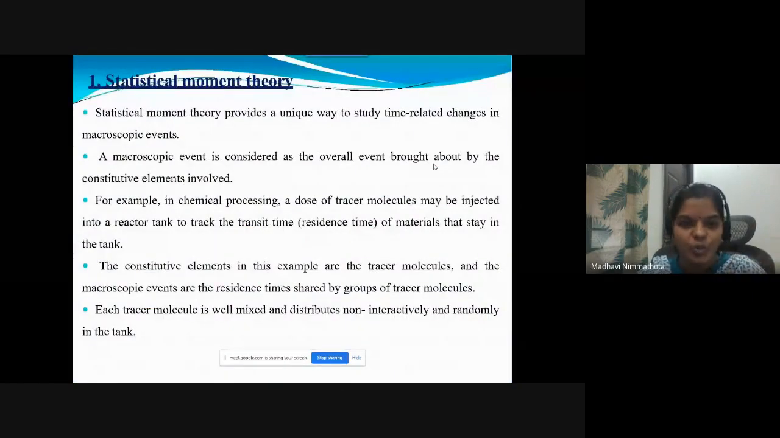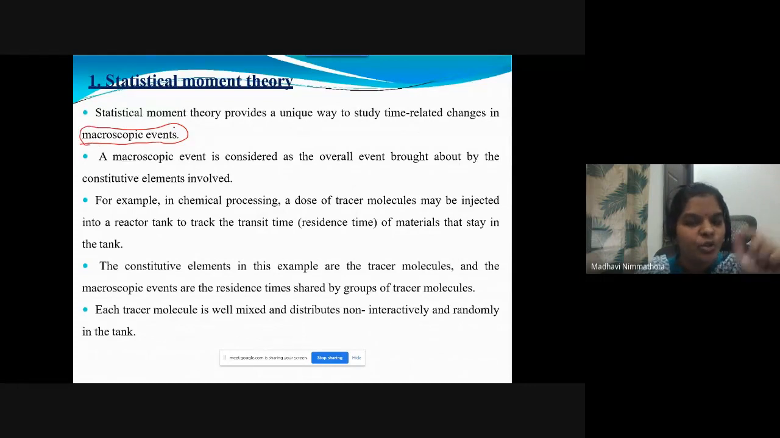So how will it be? First one is statistical moment theory. These three topics are very important in this unit. The statistical moment theory provides a unique way to study time-related changes in macroscopic events.